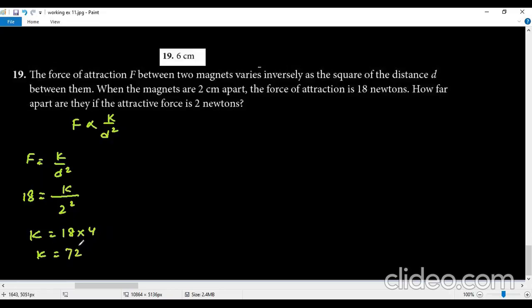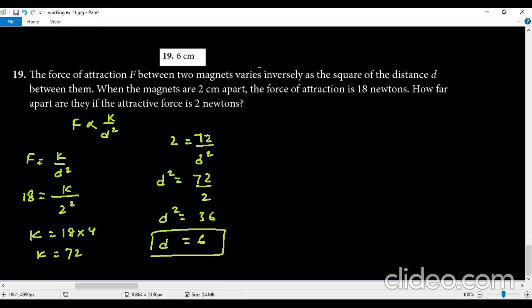Yes, 72. Now, how far apart are they if the attraction force is 2 Newton. That means this is going to be 2 and k is 72, and distance square. That means distance square equals 72 over 2. That means d square equals 36. So that means the distance is equal to 6. This is your final answer.